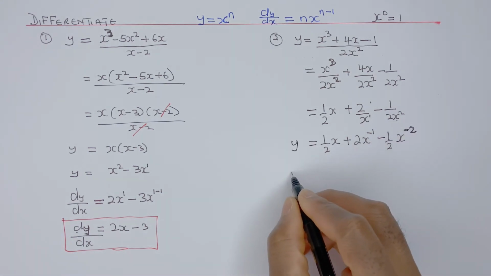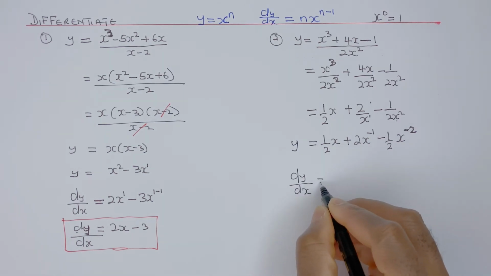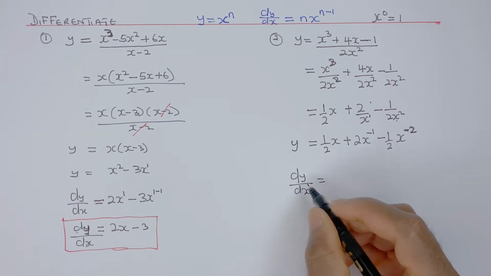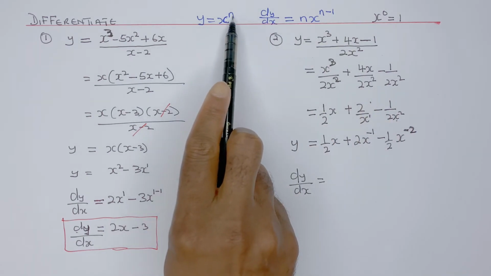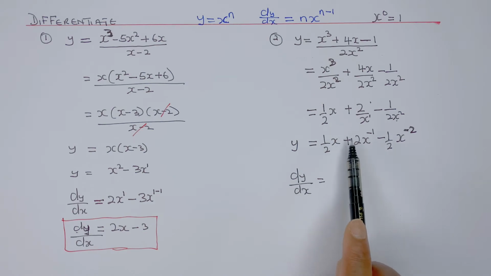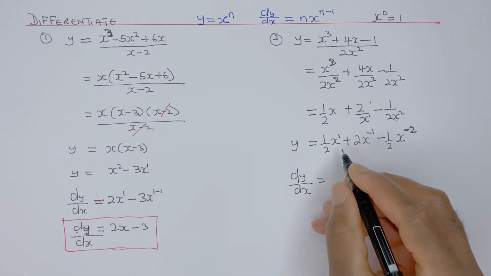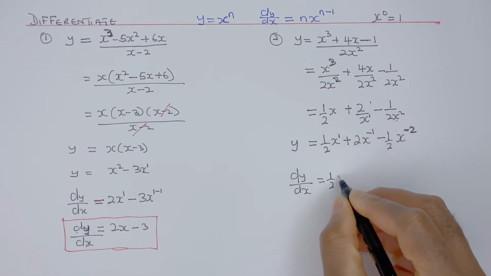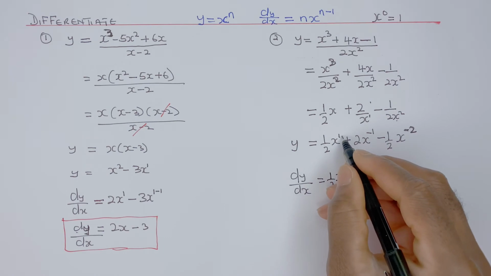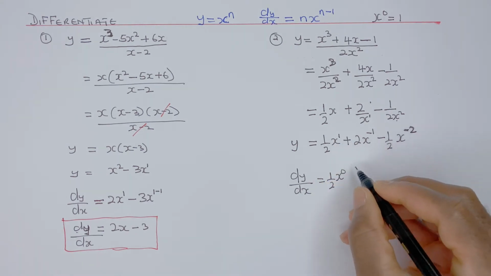Now we can find dy/dx. Again, dy/dx is a gradient. You can see it's in that form now, x to the power n. n is 1 here, n is minus 1, and n is minus 2. So that's 1 there, so 1 times a half is a half. x to the power 1 minus 1 is 0. Remember, you always go down in power when you differentiate.